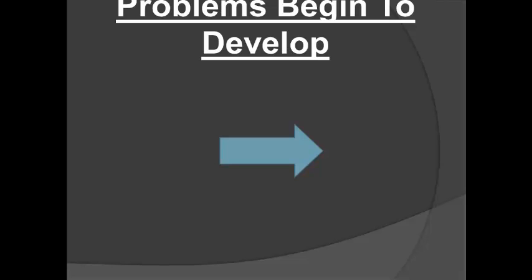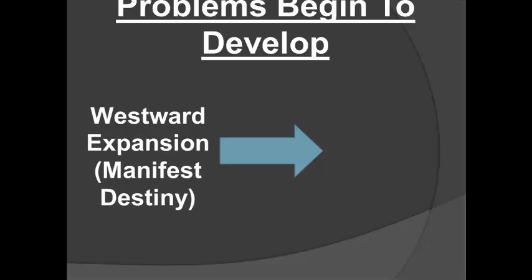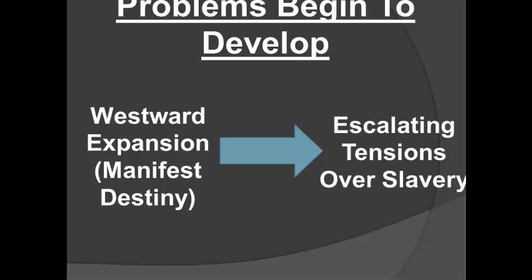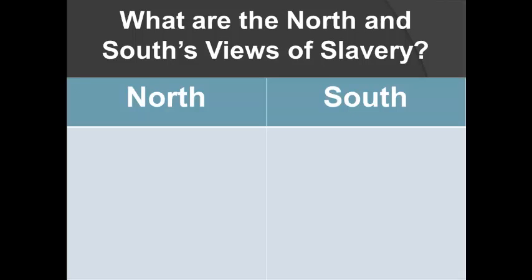All right, so problems begin to develop. The key idea is as the U.S. begins to expand westward, that is called manifest destiny, going from the Atlantic to the Pacific. As this happens, there's going to be debates over slavery because the question will be, will this land be free or will it be slave? All right, so what are the North and the South's views on slavery?